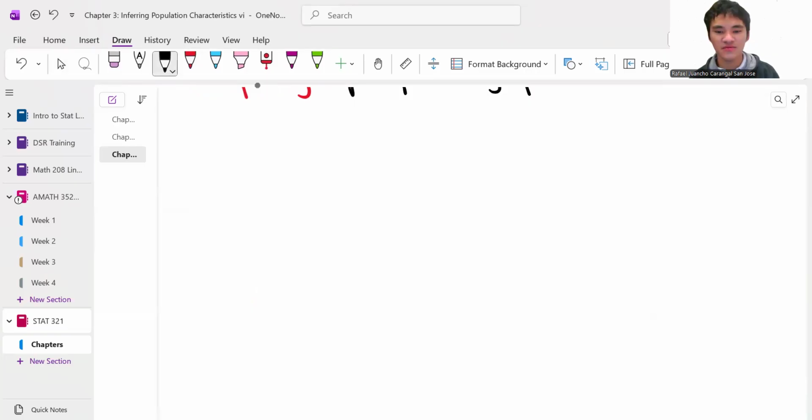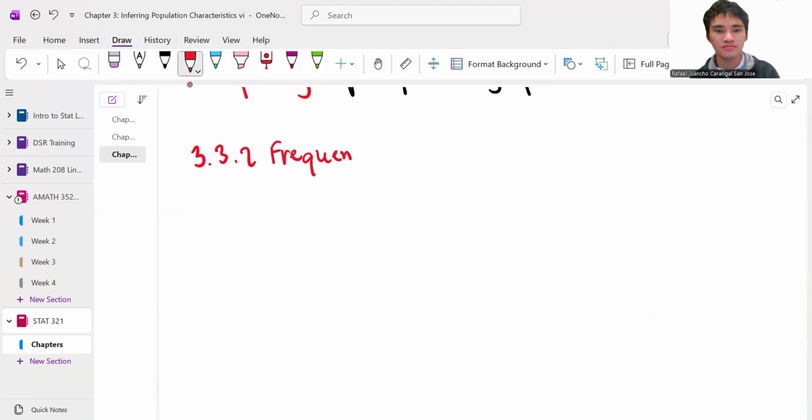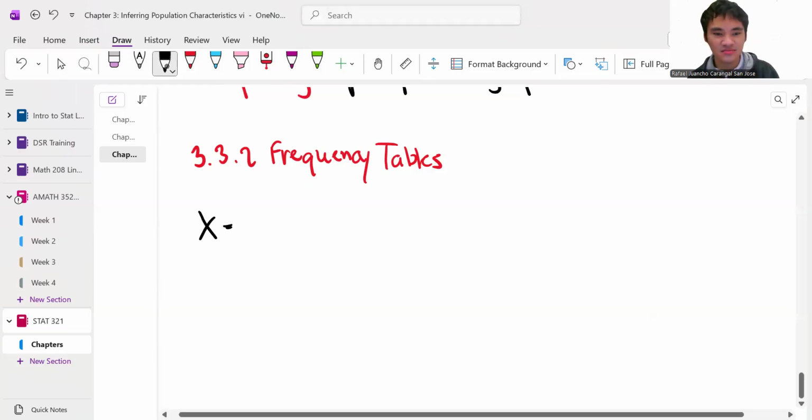So let's talk a bit about frequency tables. The frequency table of a variable shows the values the variable takes and the number of times each value appears in the variable. Okay, I don't know what that means. So let's say we have this x and it has these numbers: 1, 0, 0, 1, 0. So two ones, three zeros.